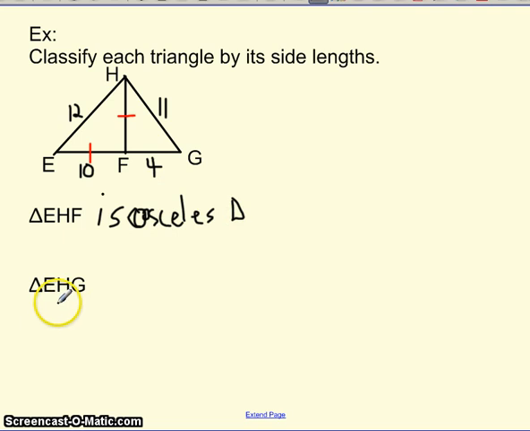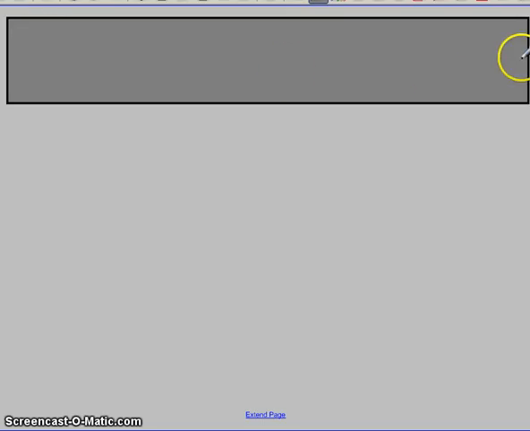There we go. And then we have, let's see, triangle EHG. EHG looks to be the big triangle. If I add the 10 and the 4, I'd get 14 for this side length, making all three sides different lengths, making that a scalene triangle. Pretty easy. That's how we classify it by sides.